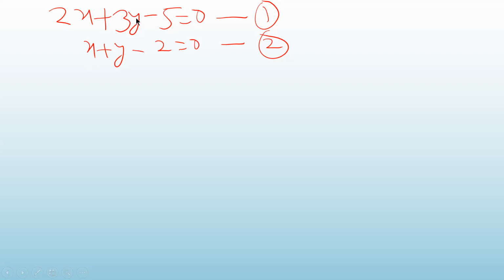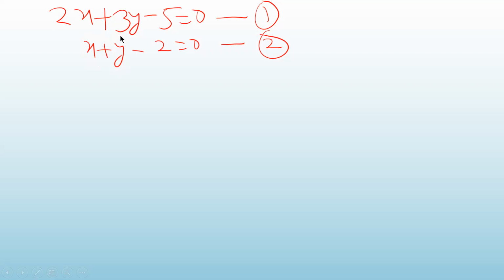So we say that 2 is the coefficient of x in the first equation. What is the coefficient of y? It is 3. In the second equation, coefficient of x, no number you can see. If nothing you can see, it is 1. So coefficient of x here is 1. Even coefficient of y is also 1. So what we have to do, either you make the coefficient of x same in both the equations or the coefficient of y same in both the equations.